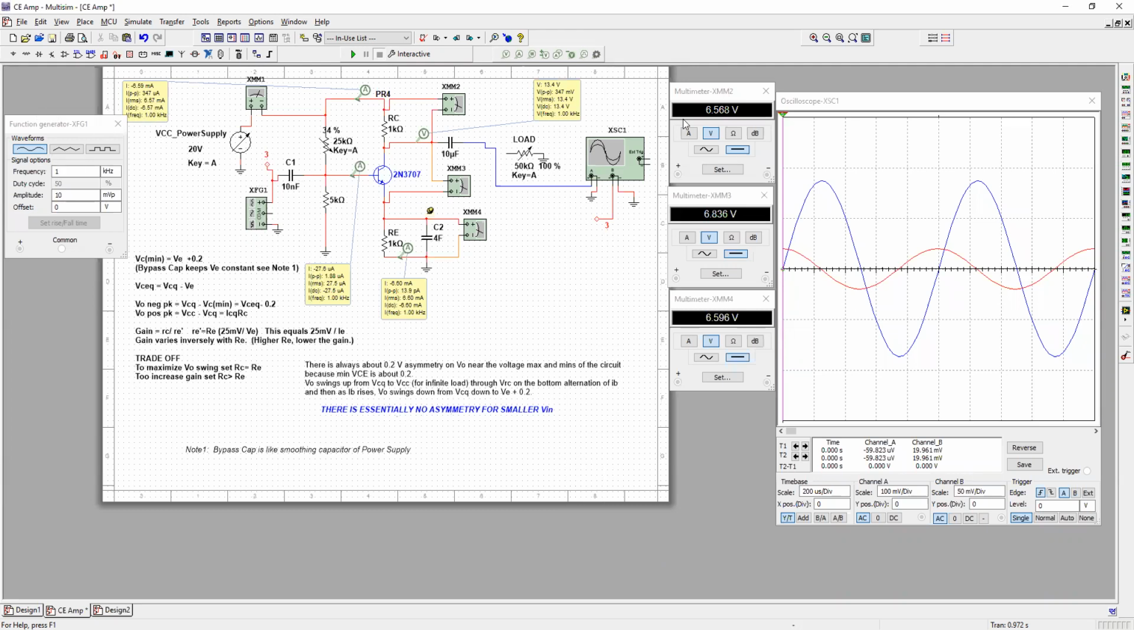Here we have our circuit. You can see the amplifier in the center. And we have a supply voltage of about 20 volts. We see our RC is 1 kilo ohm and the emitter resistor as well.